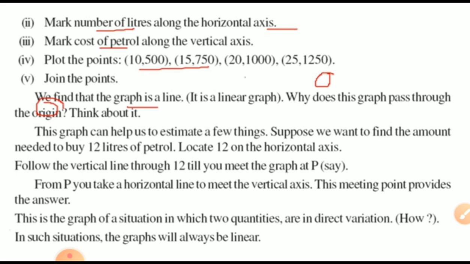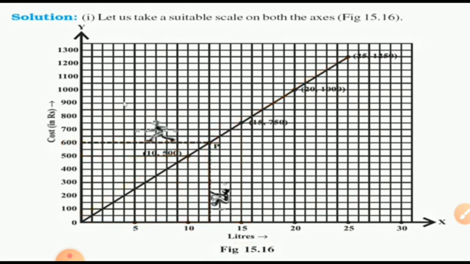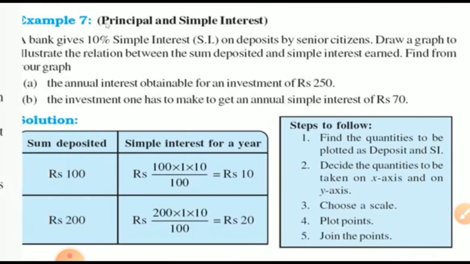These graphs can help us to estimate a few things. Suppose we want to find the amount needed to buy 12 liter of petrol. Locate 12 on the horizontal axis. Follow the vertical line through the 12 till you meet the graph at P. From P, you take a horizontal line to meet the vertical axis. These meeting points provide us the amount for 12 liters. See, the boy is standing on 12, showing the point P, and on the left side, 600. Isn't it? Can you see the round circle of 600? Yes, my dear student, that gives us an idea.